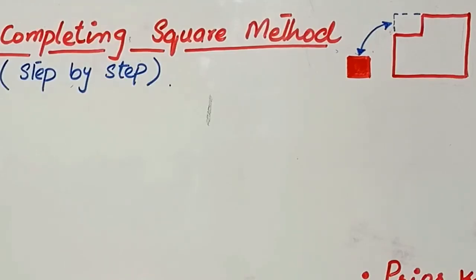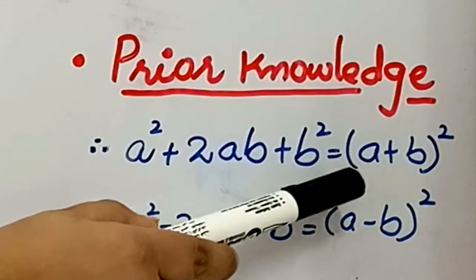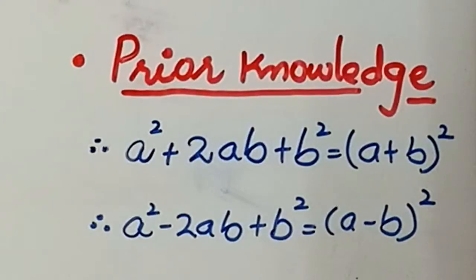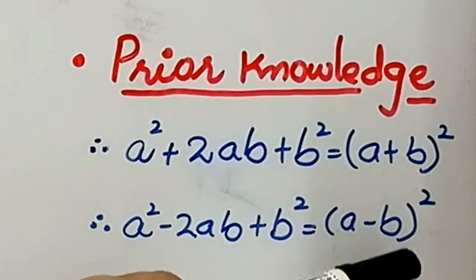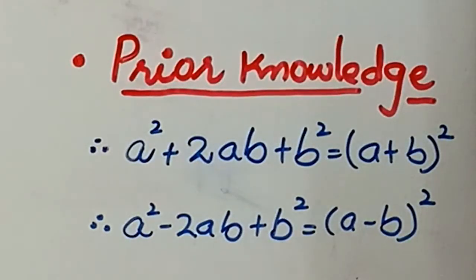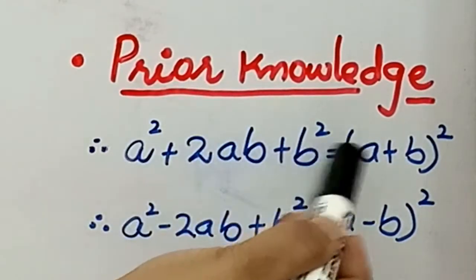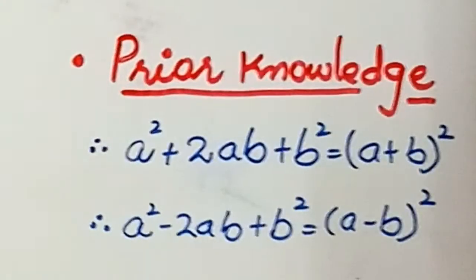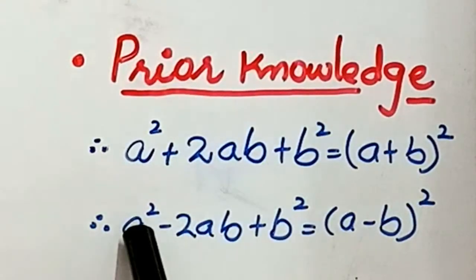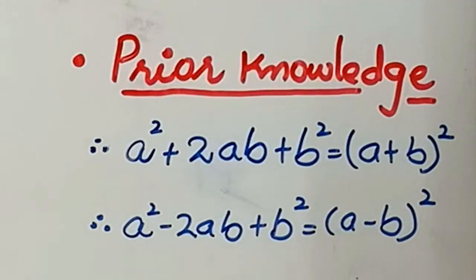Today we are going to discuss the completing square method step by step. We know that a square plus 2ab plus b square is equal to a plus b whole square, and a square minus 2ab plus b square is equal to a minus b whole square. So whenever we have the open form of a plus b whole square, we can write it as a plus b whole square. And if we have an expression like a square minus 2ab plus b square, then we can write it as a minus b whole square.